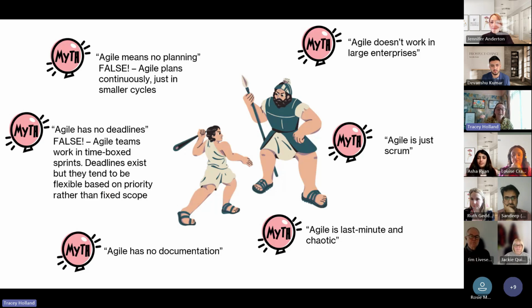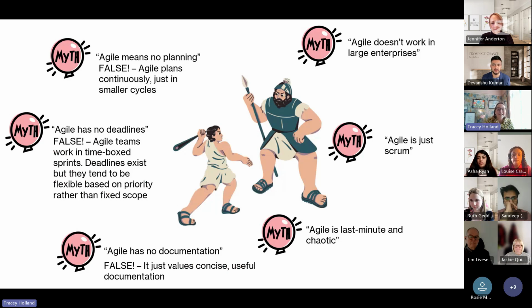The myth that Agile has no deadlines. Well, that's not true. Agile teams work in time-box sprints. Deadlines exist, but they tend to be a little bit more flexible, and they're based on priority and value rather than on a fixed scope. So the way that the deadlines are in operation is different, but they still exist. We still have some deadlines in Agile. Again, someone mentioned Agile has no documentation.